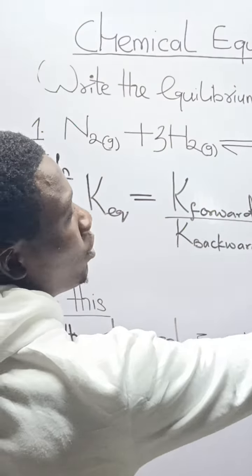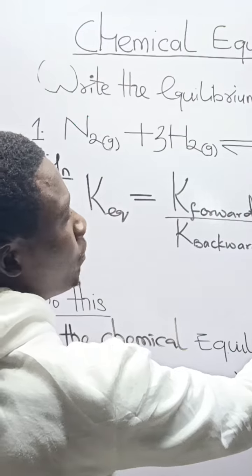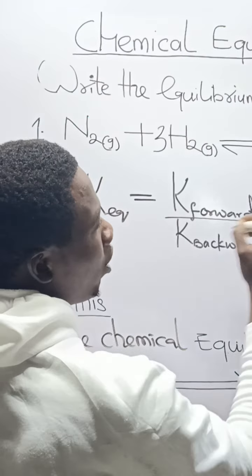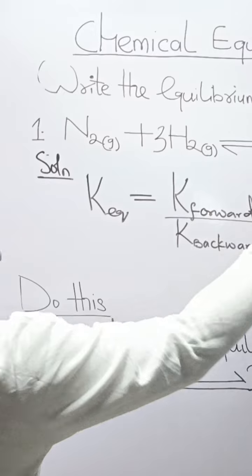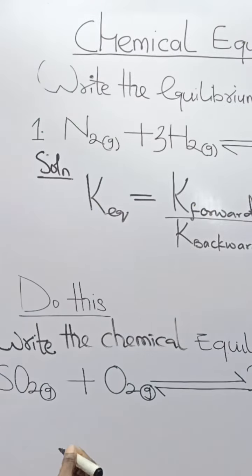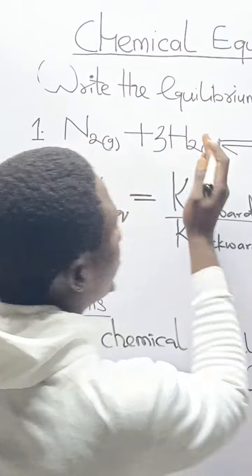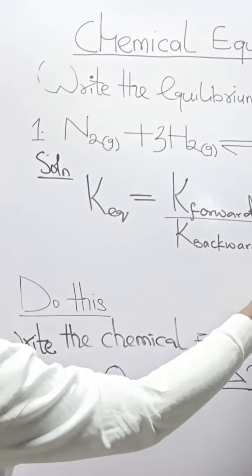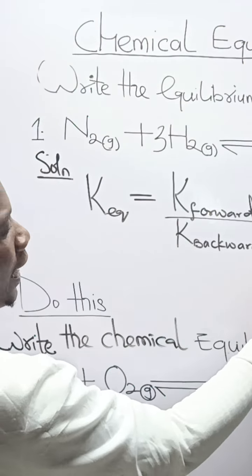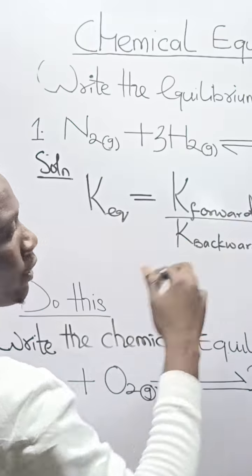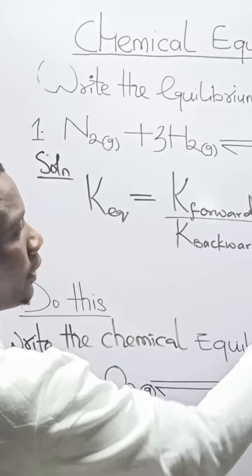What you have here is ammonia, NH3. Put it in a curved bracket like this, raised to the power of the coefficient, which is 2. Divide by the backward. For nitrogen, you have N2. It has no power, so you can either put 1 or you don't put anything at all. So there's no need putting 1 here.